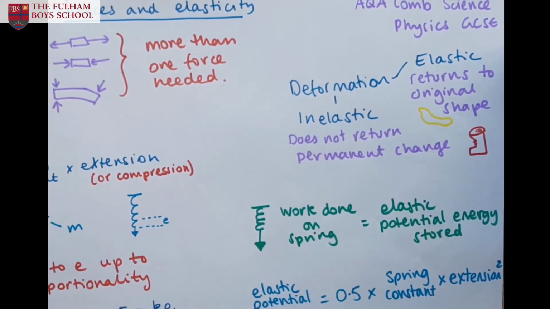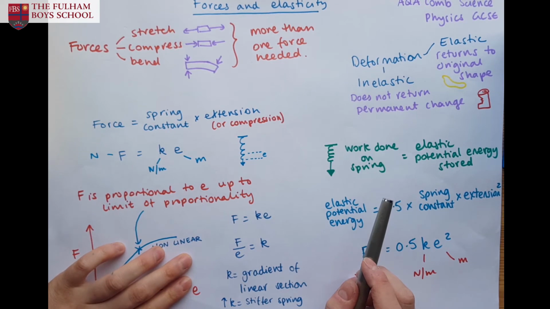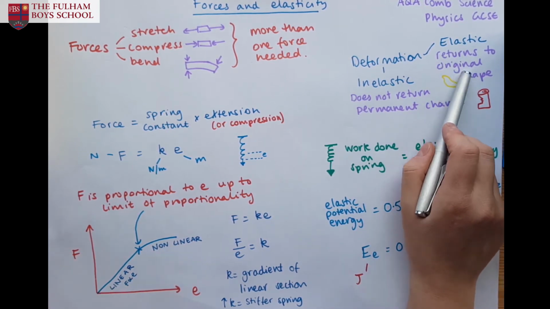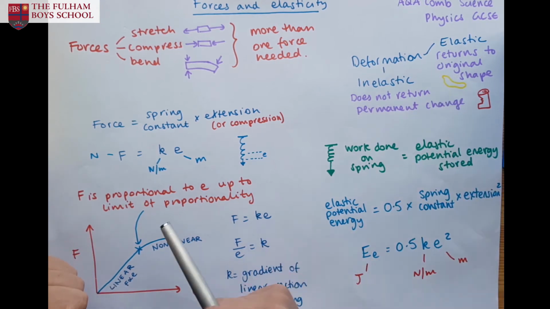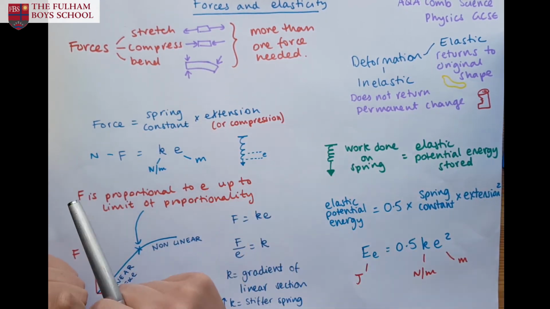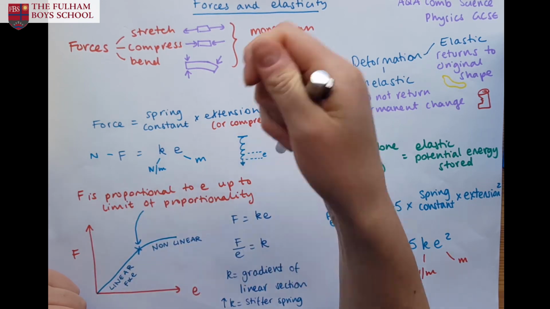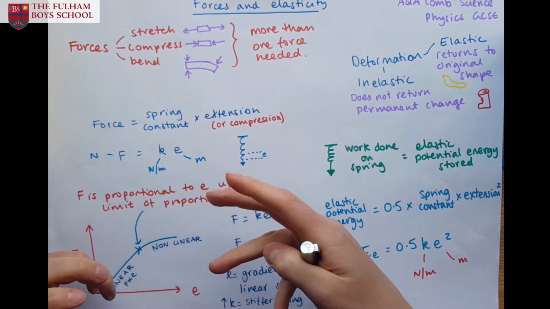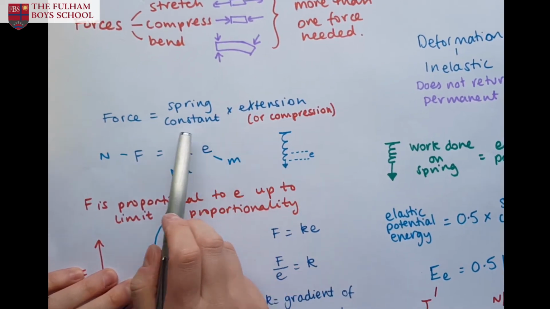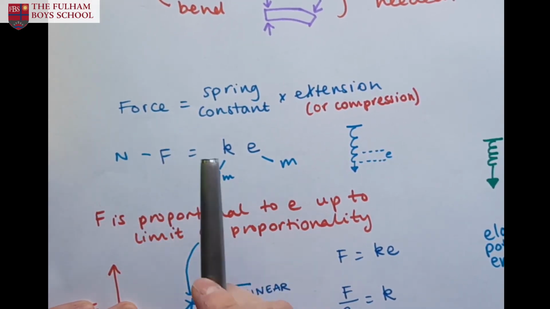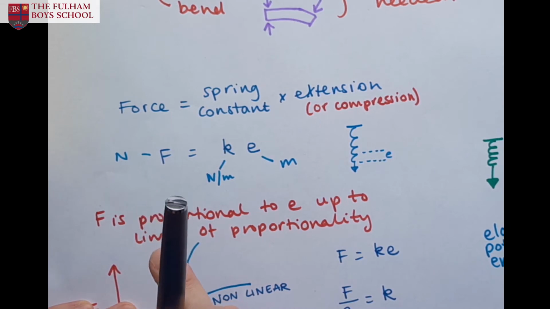Now, the rest of this is about springs, so a deformation that is largely elastic. When you stretch a spring, it will go back to its original shape. However, if you stretch it too much, you probably know the spring will not go back to its original shape. It'll become permanently deformed. There's an equation that we can use for the first bit, so before the spring has become deformed.